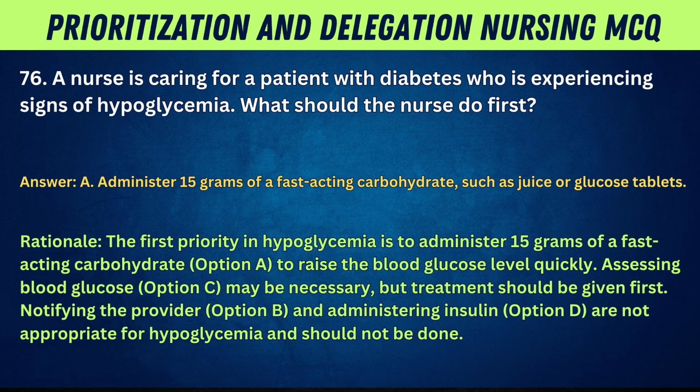Answer. A. Administer 15 grams of a fast-acting carbohydrate, such as juice or glucose tablets. Rationale. The first priority in hypoglycemia is to administer 15 grams of a fast-acting carbohydrate, option A, to raise the blood glucose level quickly. Assessing blood glucose, option C, may be necessary but treatment should be given first. Notifying the provider, option B, and administering insulin, option D, are not appropriate for hypoglycemia and should not be done.